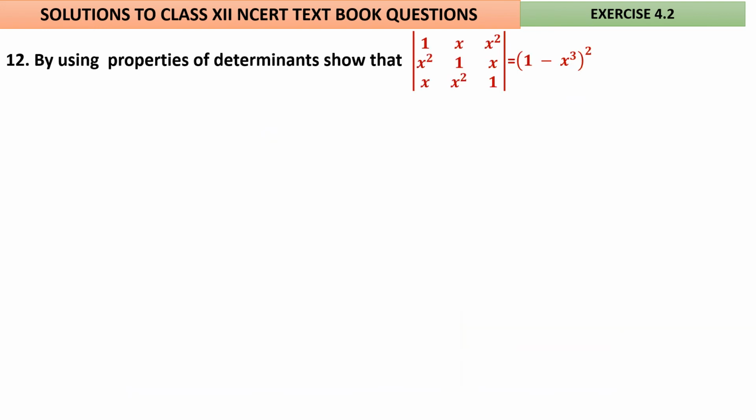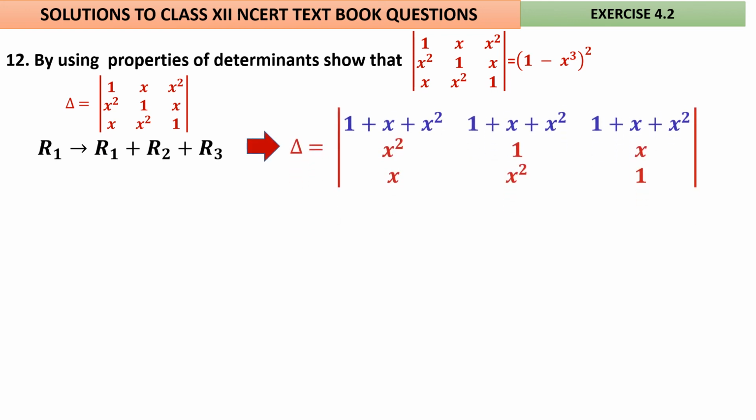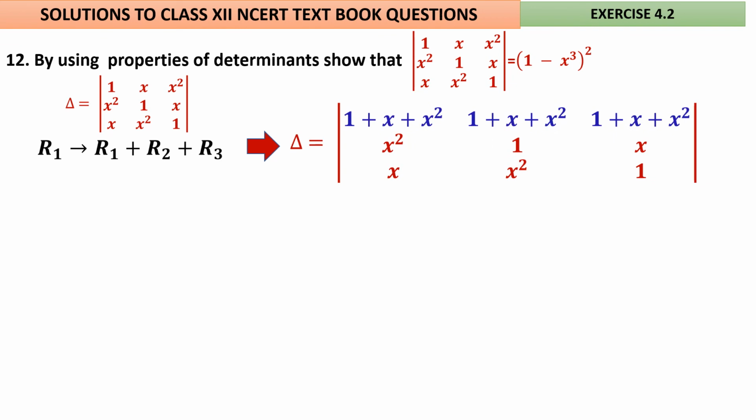Once again, this is another very interesting question, where on the right hand side you are getting 1 minus x cube the whole square. You have to prove it. Okay, let us try it. I will write R1 as R1 plus R2 plus R3. I get 1 plus x square, 1 plus x square, 1 plus x square everywhere.